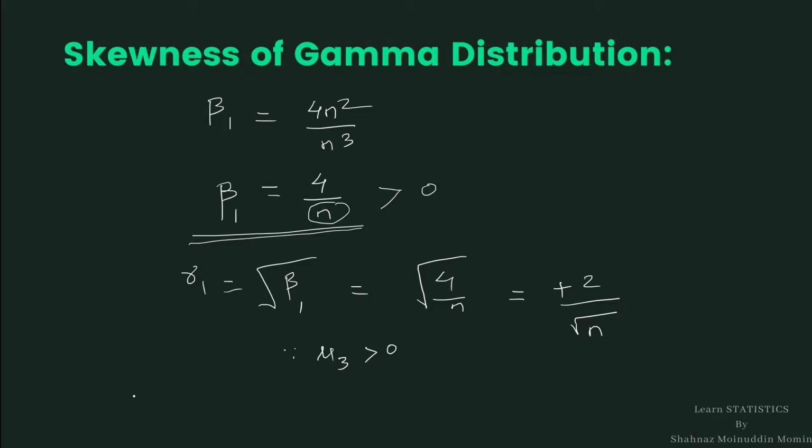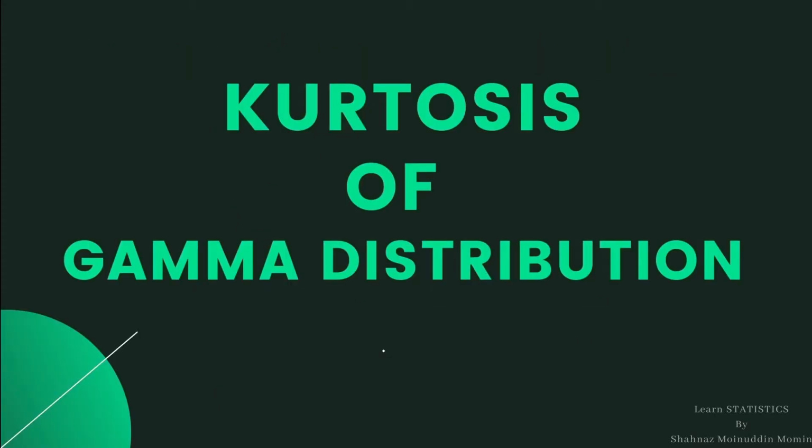We know that if beta 1 is positive, the distribution is positively skewed distribution. Hence here the gamma distribution is positively skewed. Now we shall move to the next coefficient, kurtosis of gamma distribution.